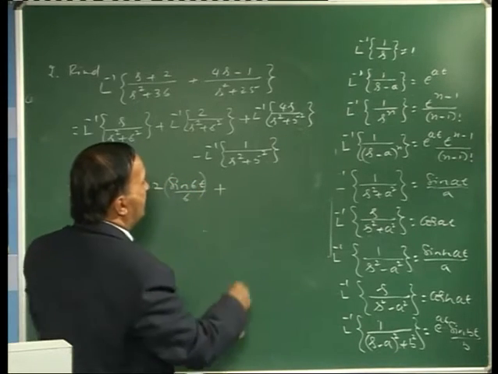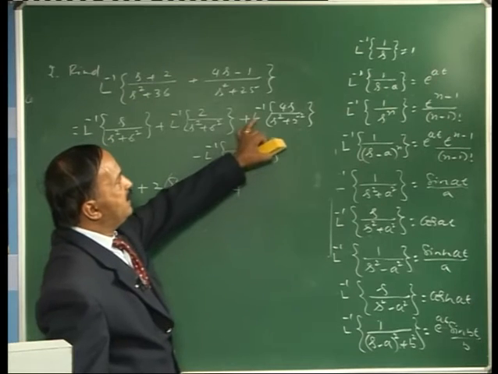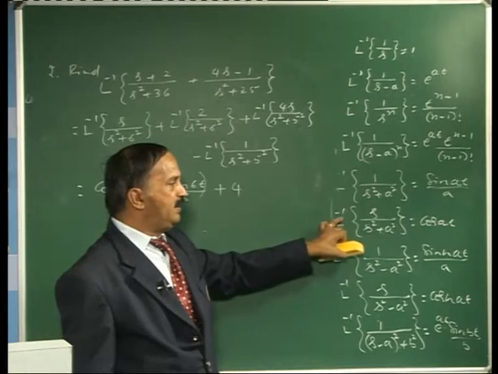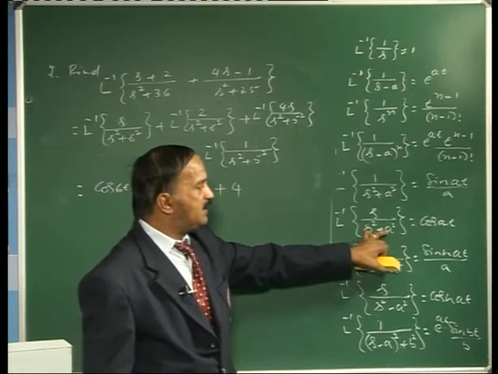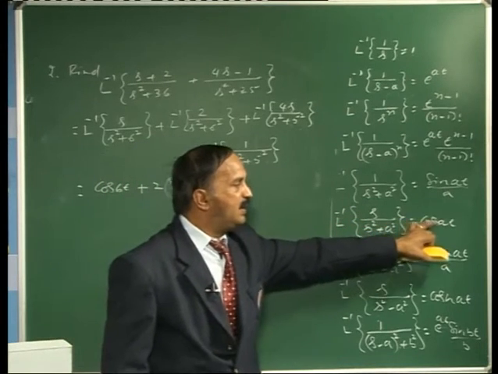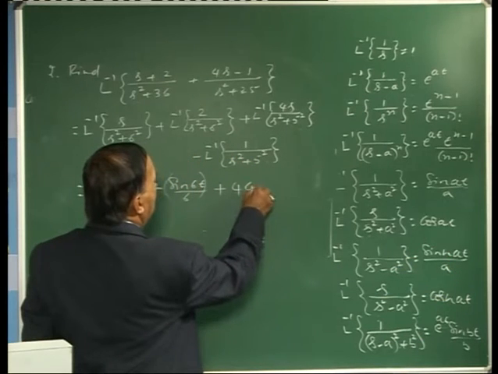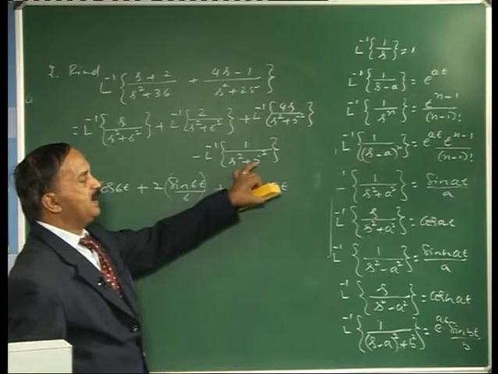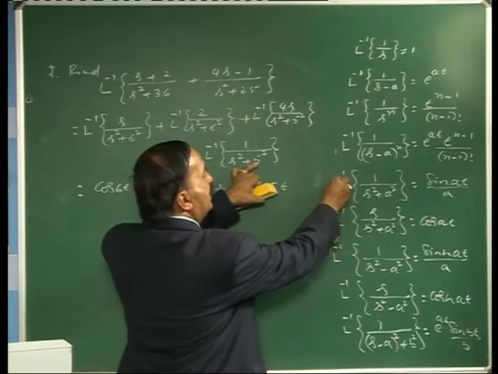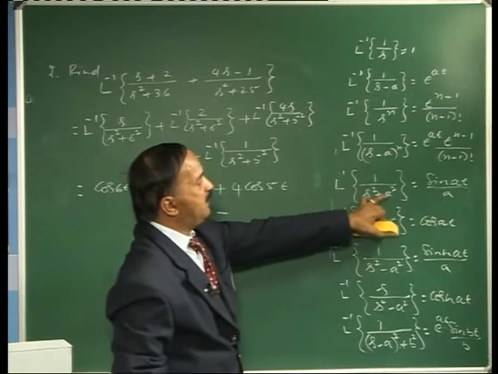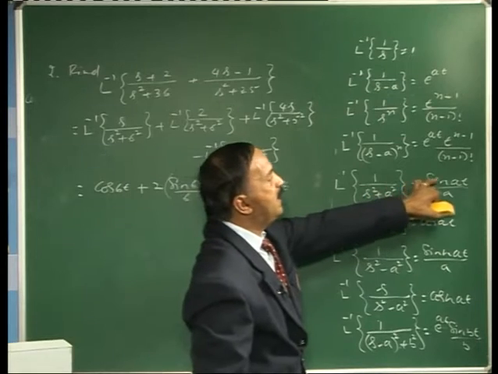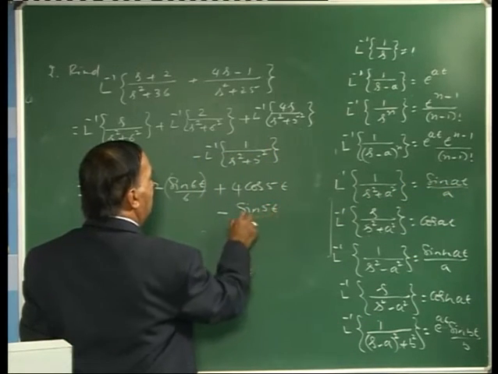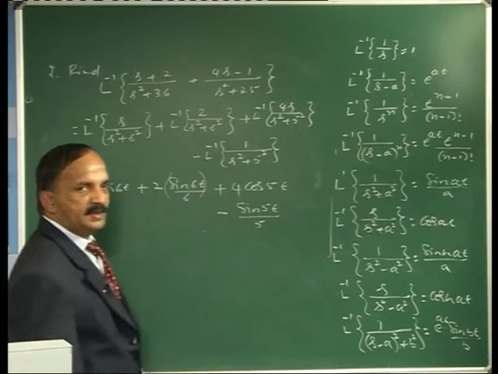Plus 4 into, now clearly it is of the form L inverse of s by s square plus a square. Use this formula. L inverse of s by s square plus 5 square, put a equal to 5, you will get cos 5t. So cos 5t, minus L inverse of 1 by s square plus a square form. Again use this formula. So L inverse of 1 by s square plus 5 square, put a equal to 5, you will get sin 5t by 5. Sin 5t divided by 5. This is the answer.